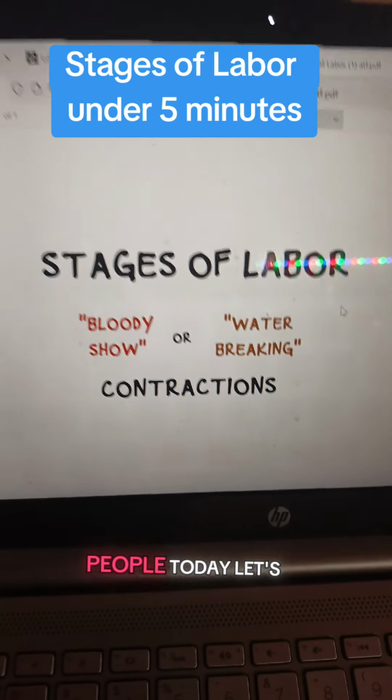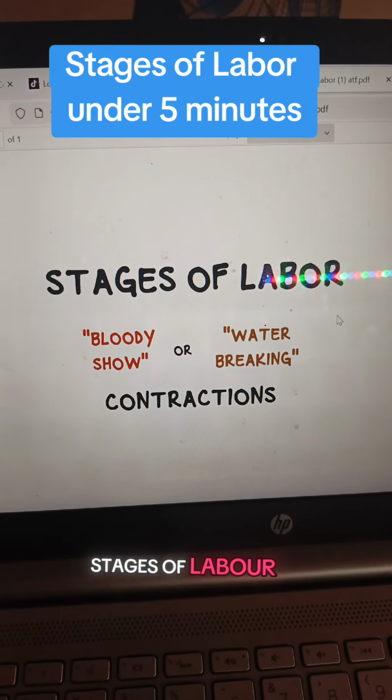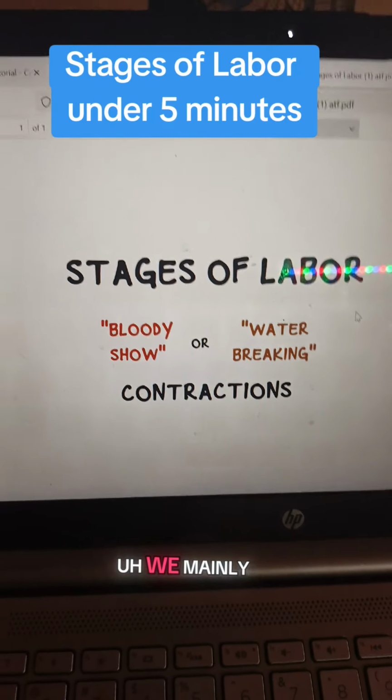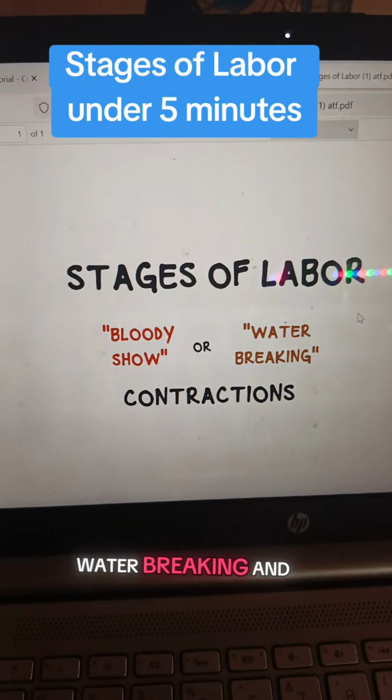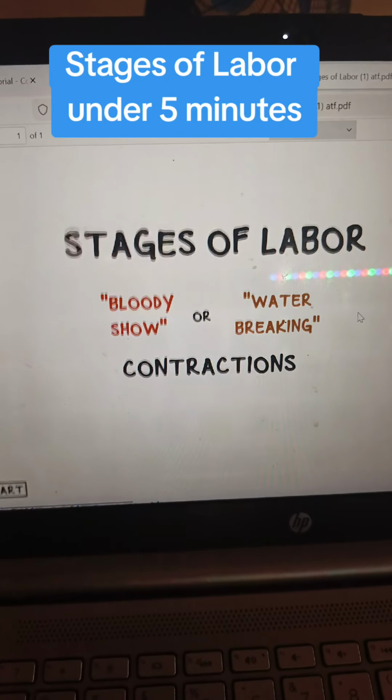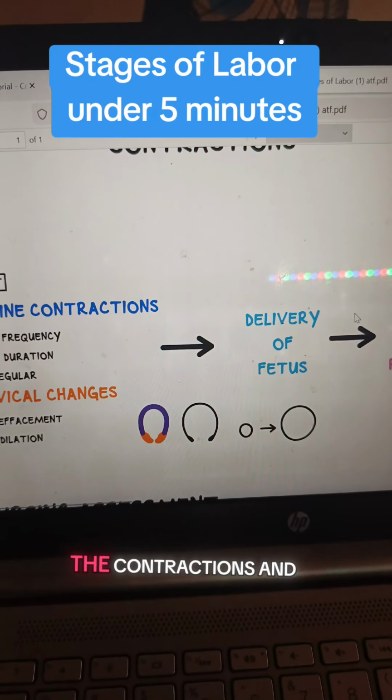Oh, hi, good people. Today, let's look at stages of labor. We mainly focus on the presence of bloody show, water breaking, and we also check the contractions.